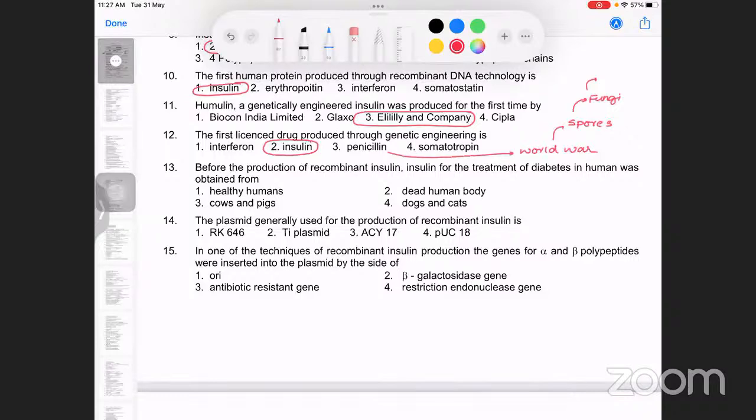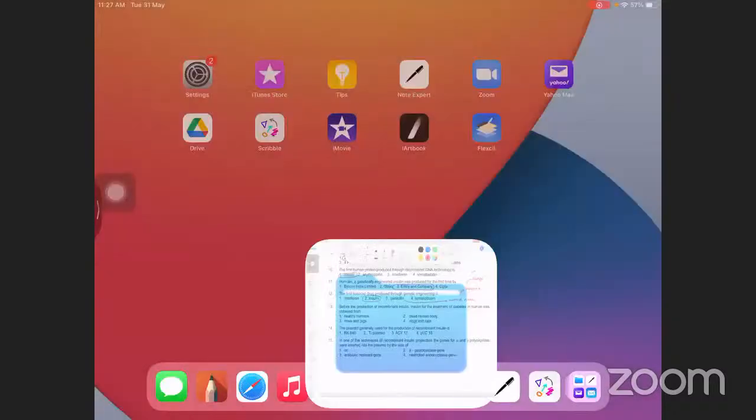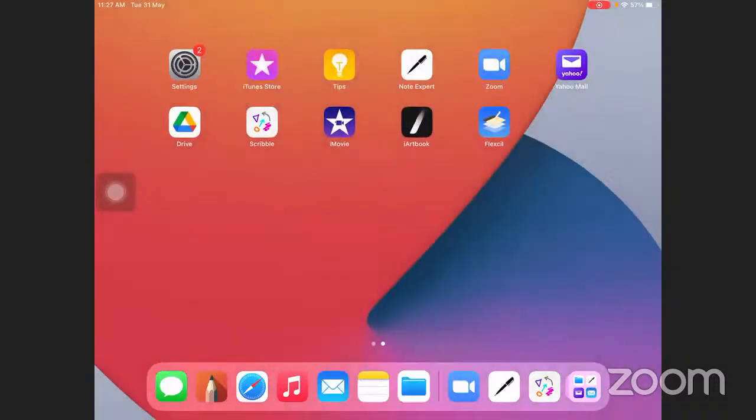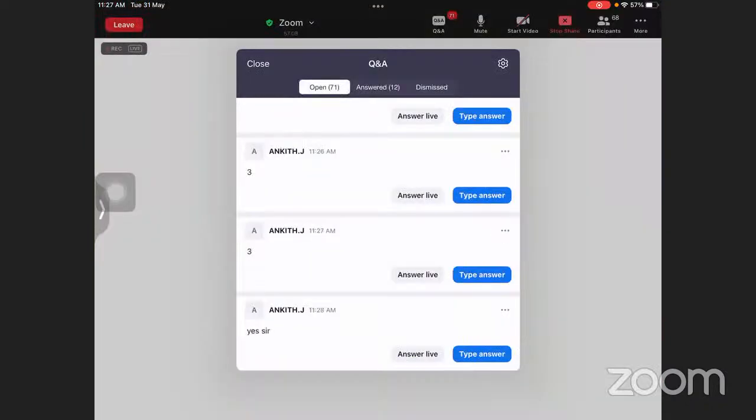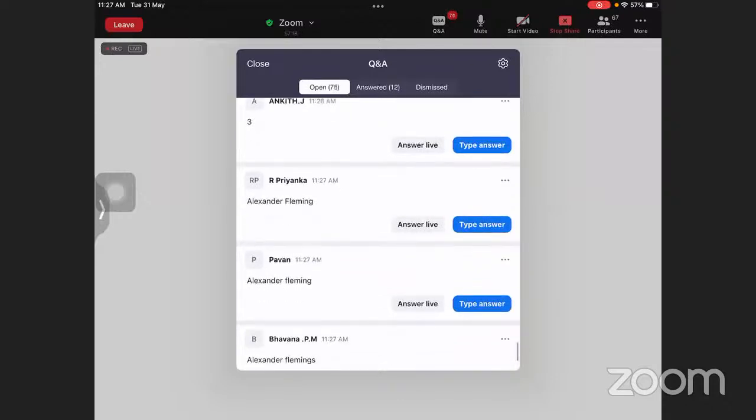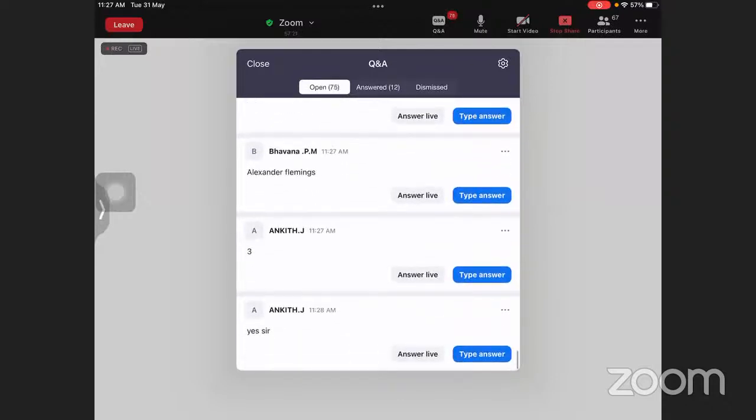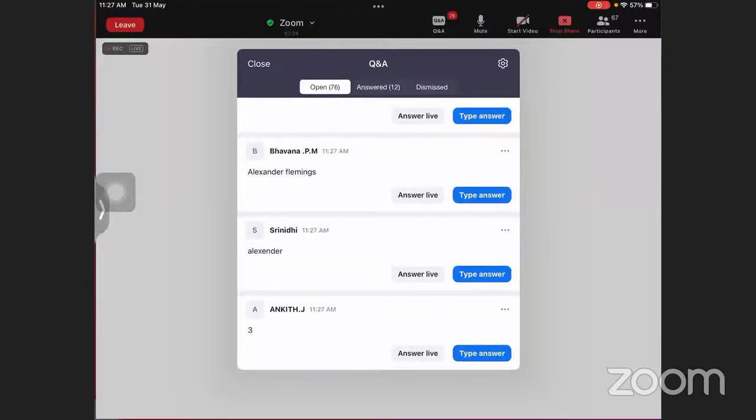Can you name the scientist who gave penicillin? Quickly, can you name the scientist who gave penicillin? Alexander Fleming. Very good. Yes, Priyanka. Yes, Pawan. Yes, it is Alexander Fleming who gave penicillin.